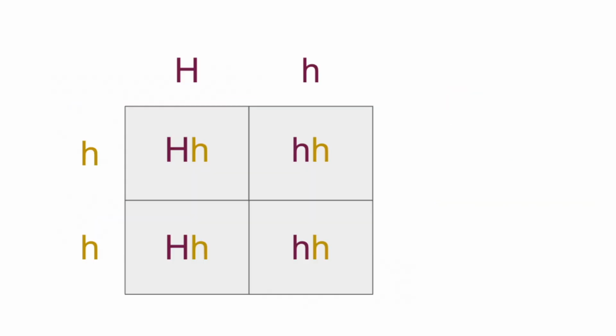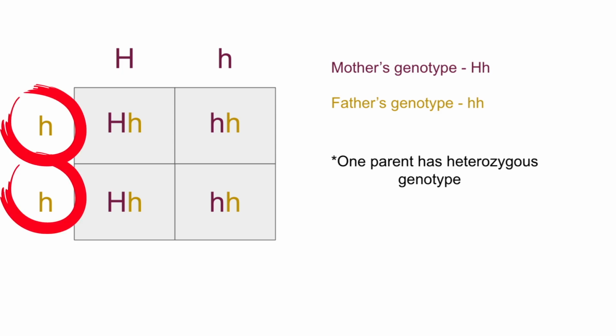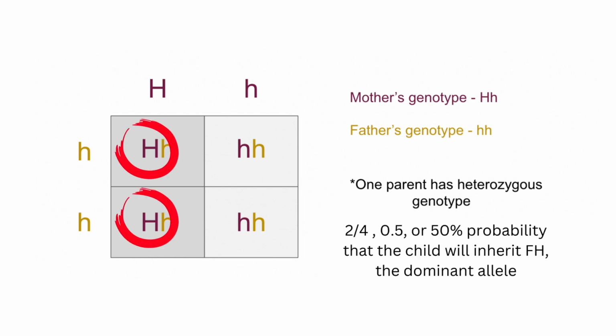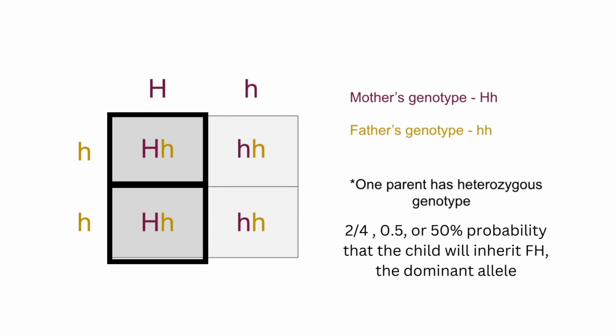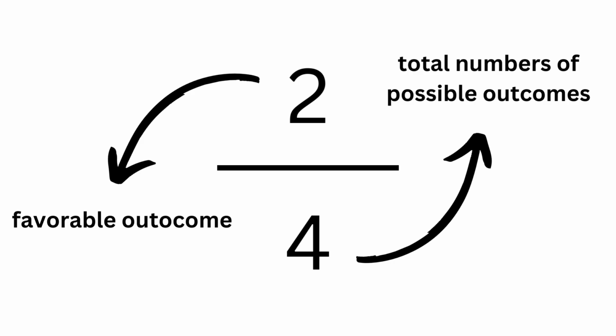This Punnett square expresses the genotype of the offspring of one parent with FH. The father carries a heterozygous dominant allele for FH, and the mother does not carry the gene at all. She carries 2 recessive alleles. 2 out of the 4 squares have a dominant allele, meaning there is a 2/4, 0.5, or 50% probability that the child will inherit FH. The 2 squares are the measured favorable outcome, and there are 4 squares in total. So, the probability would be equal to 2 divided by 4.